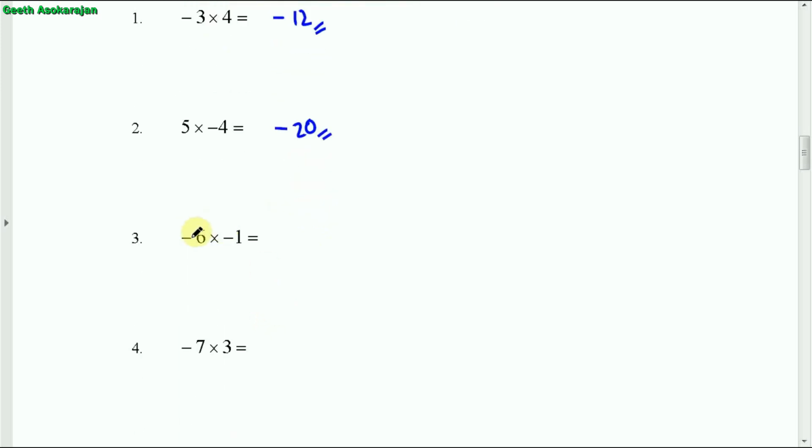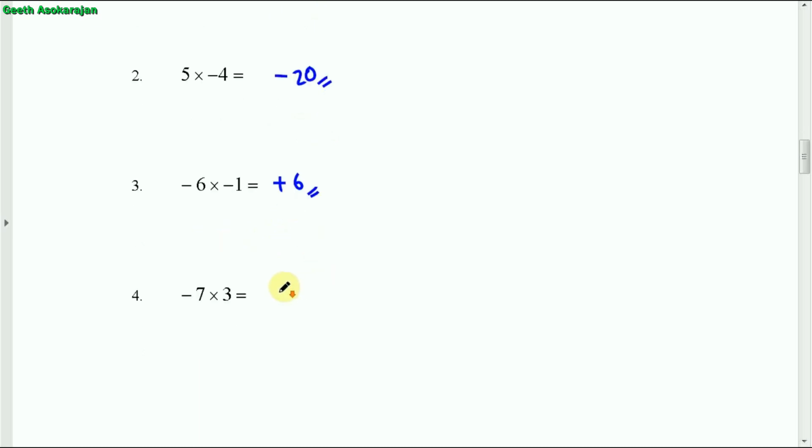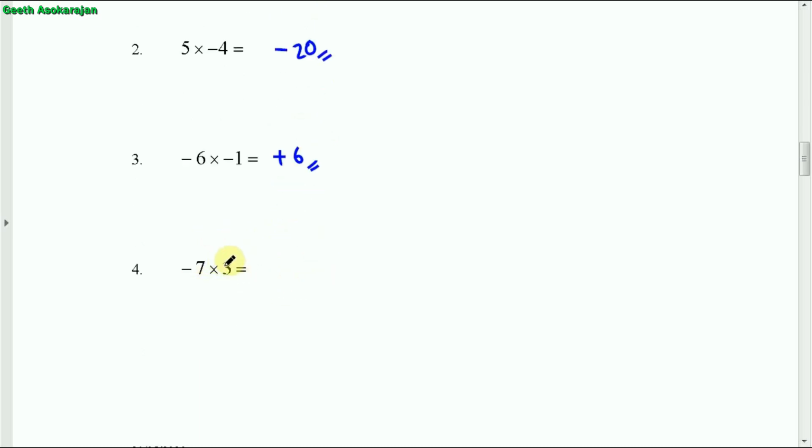Next one. Minus 6 times minus 1. I'm multiplying two terms of the same sign. I have a minus here and another minus here. Minus times minus is a plus. 6 times 1 is 6. Next one. Minus 7 times 3. I'm multiplying two terms of opposite signs. Minus times a plus is minus. 7 times 3 is 21.